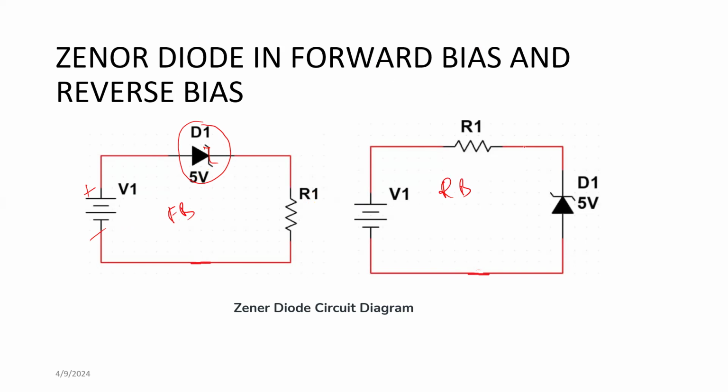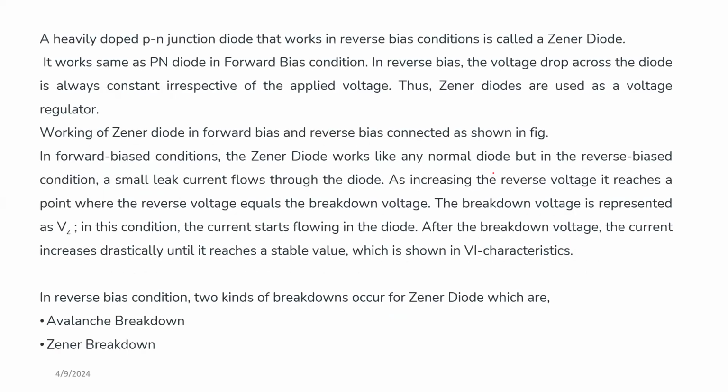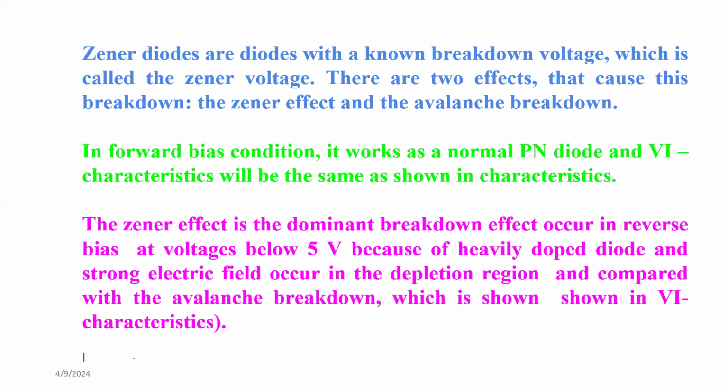In this one, you can have heavily doped sections. A heavily doped PN junction diode that works in reverse bias condition is called a Zener. In this particular reverse bias, we can observe both avalanche and Zener breakdown. The Zener effect is the dominant breakdown effect that occurs in reverse bias at a voltage of below 5 volts only. That's the main intention, because it's heavily doped.